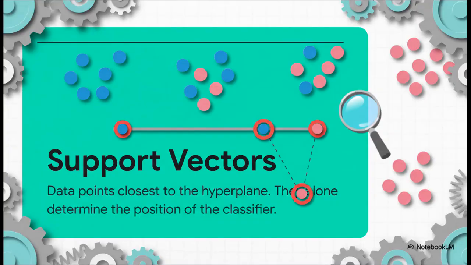These critical points are called the support vectors, and they're called that because they literally support the entire boundary, kind of like pillars holding up a bridge. Think about it. You could get rid of almost any of the other data points, and that boundary wouldn't move an inch. But if you move just one of these support vectors, the whole model could change. This is what makes SVMs so incredibly powerful and also really memory efficient. They build the entire dividing line based only on the most critical points.